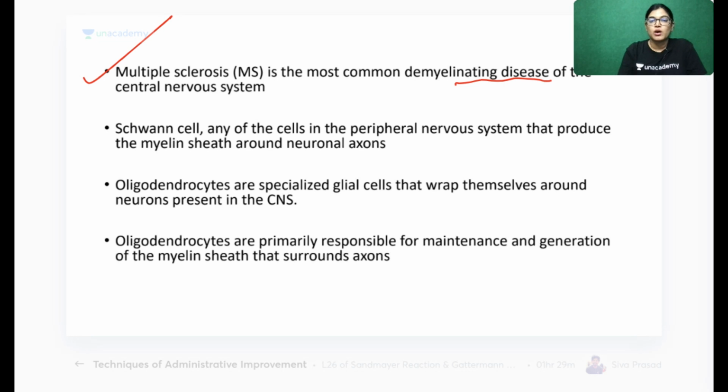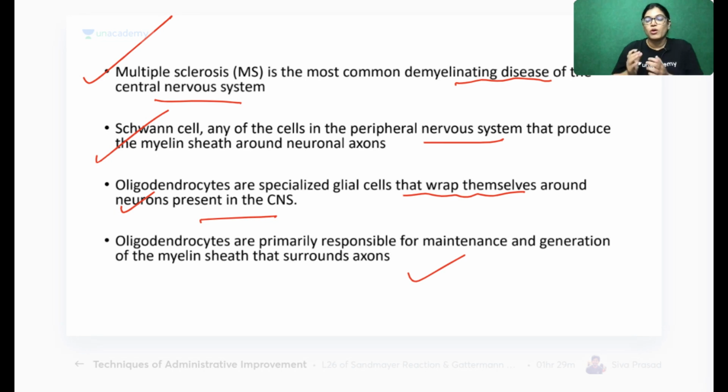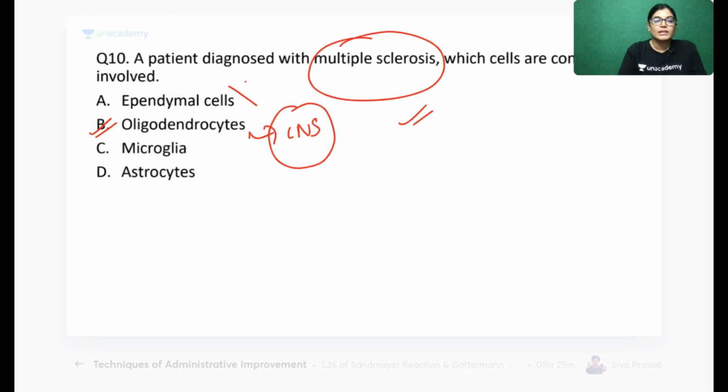Multiple sclerosis, most common demyelinating disease of the central nervous system. As we know, Schwann cells will be forming myelin sheath in the peripheral nervous system, and oligodendrocyte is the glial cell which is providing the myelin sheath in the central nervous system. Oligodendrocyte's important function is the maintenance, generation and forming of myelin sheath around the axons. All other options are not correct.